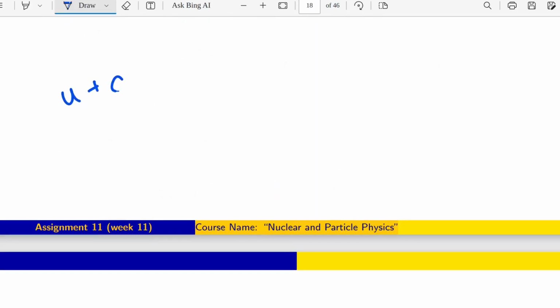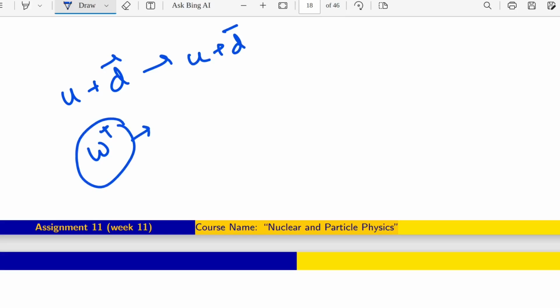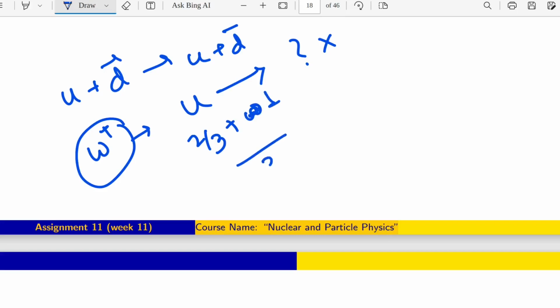Let's say U plus D bar going to U plus D bar. So if W plus is mediating this process, then what will happen? U will go to which one? Obviously there will be no particle like that, because you can see that this is 2 by 3, and if I add this, let's say W plus means 1, so it is 5 by 3, and 5 by 3 means there will be no particle like that. So you cannot go to U or D bar via W plus.